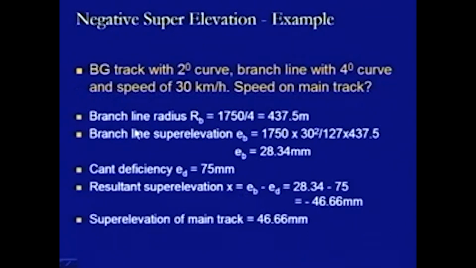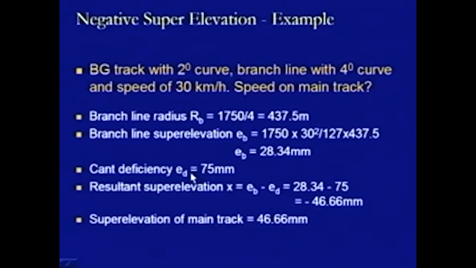We take an example here. We have a broad gauge track with 2 degree curve and a branch line with 4 degree curve, where the speed on the branch line is 30 kilometers per hour, and we have to find out the speed on the main track. So, we compute the radius on the branch line using the equation 1750 divided by D, where D is 4. So, we get 437.5 meters, and then we compute the value of super elevation EB by GV square divided by 127 R, and we get the value EB as 28.34 mm.